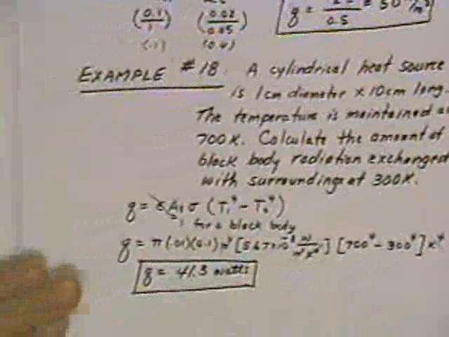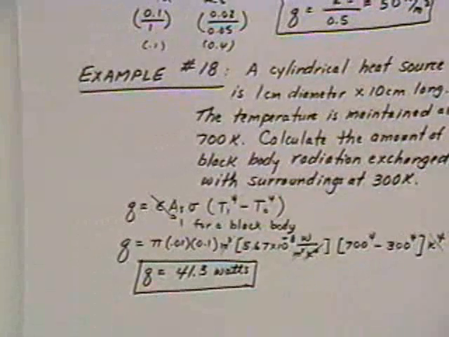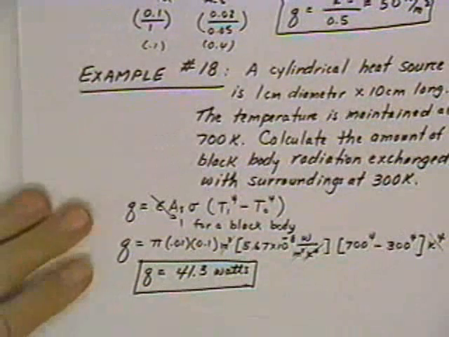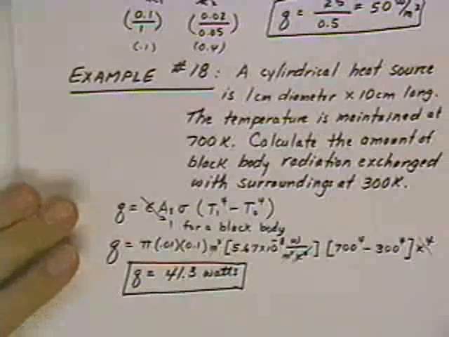So if you do this calculation, if I've done my math correctly, you end up with 41.3 watts, or about 41 watts of input energy, or power, that would be required to maintain the surface temperature of this cylinder at 700 K, while exchanging heat with the surroundings at 300 K. Well, this pretty much concludes the review of thermodynamics.